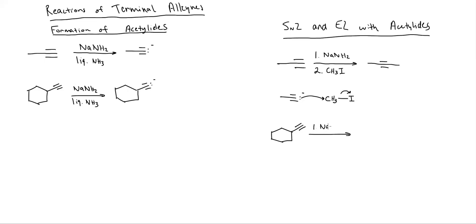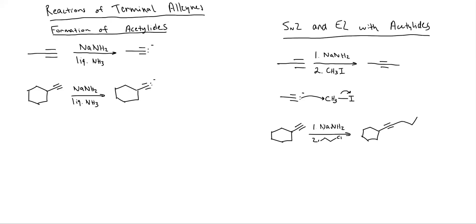So again, step one is going to be NaNH2. And then step two is just going to be some alkyl halide. So let's do this alkyl halide. This is a 3-carbon alkyl halide. So now all I need to do is remember that these three carbons, I'm just going to be adding to this alkyne. So the alkyne, I just draw it, and then I add three carbons. 1, 2, 3. And I'm done. So this is going to be my product.